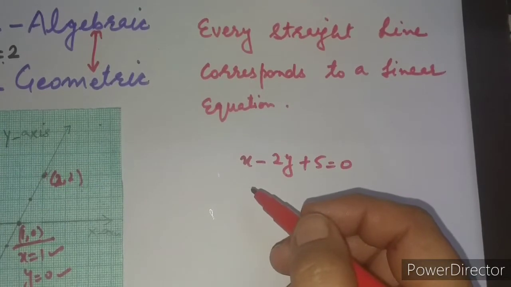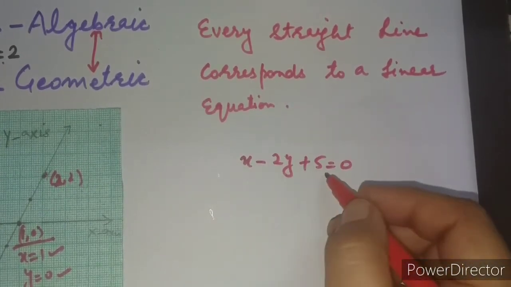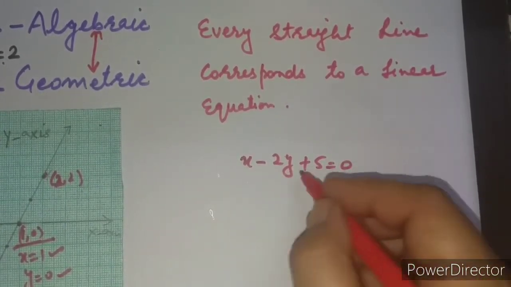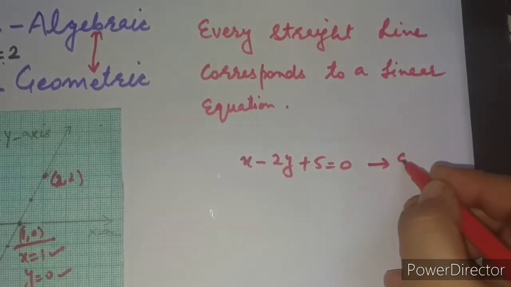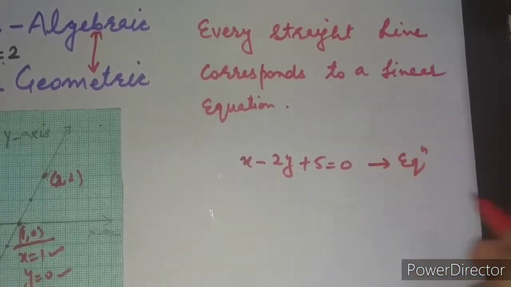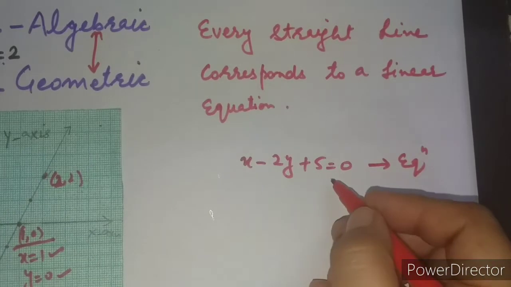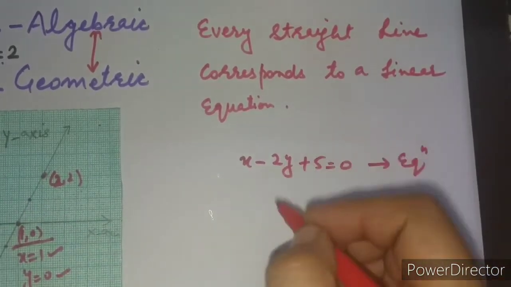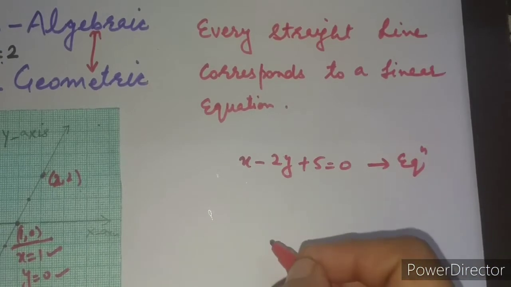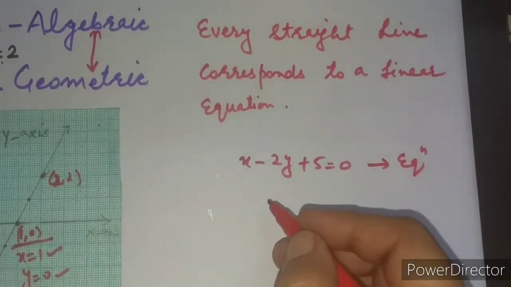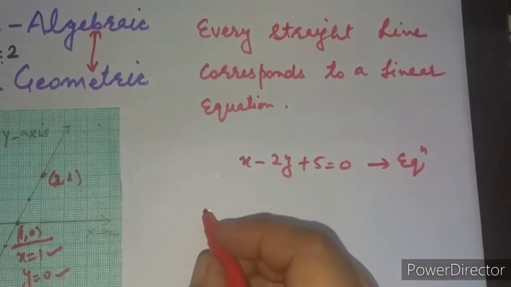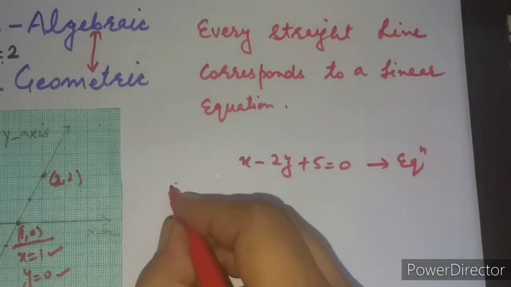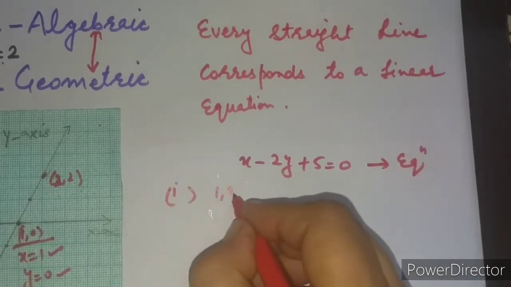Now to explain that point, I have taken up one equation for you. Let us say this is a linear equation only, and when we draw the graph of this, that will correspond to a straight line. Now let us check different points, whether those points lie on this line or not. I want to check the first point as (1, 3).